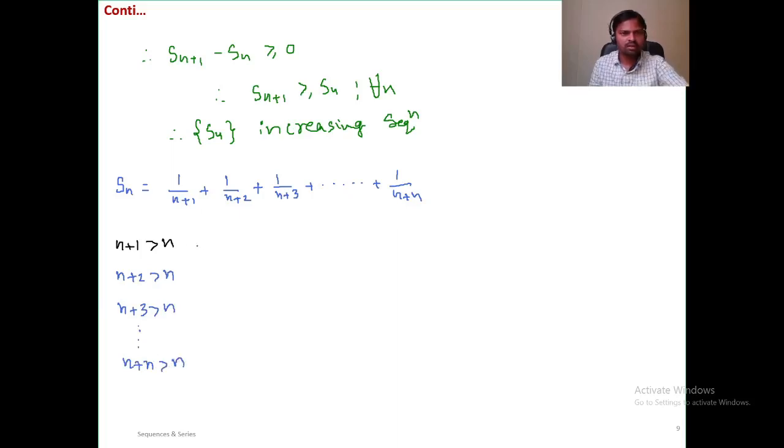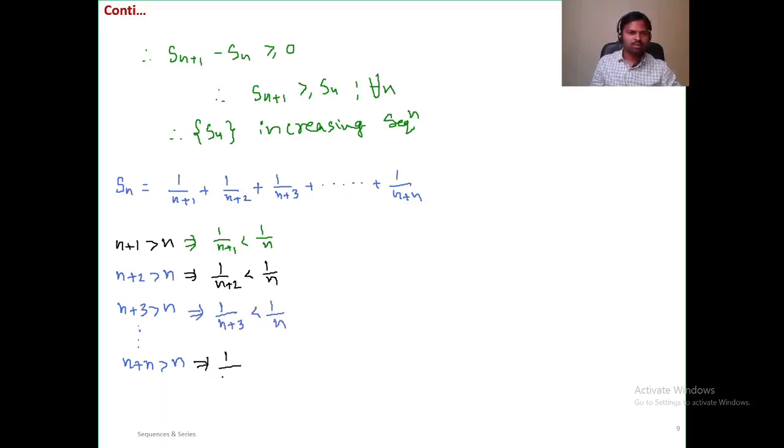Okay, so can I write 1 by n plus 1 is less than 1 by n. I am taking reciprocals, therefore the inequality changes. And 1 by n plus 2 is less than 1 by n. I am taking reciprocals, nothing else. And clearly, 1 by n plus 3 is less than 1 by n. And what about this? 1 by n plus n is less than 1 by n.